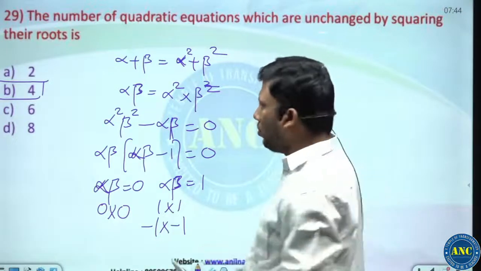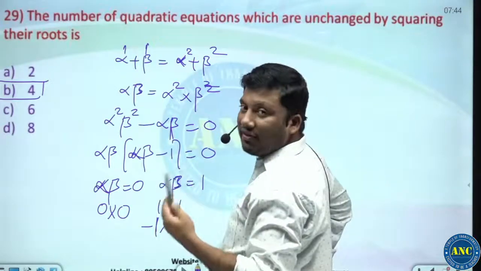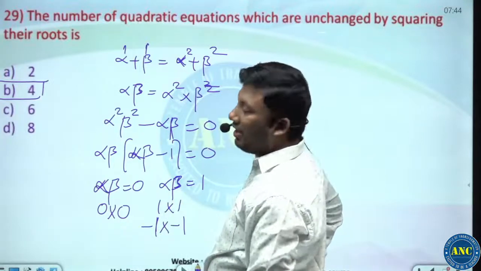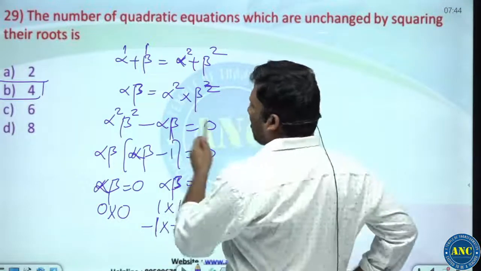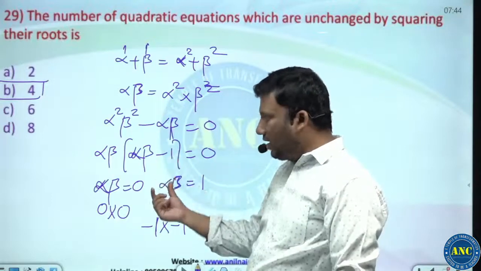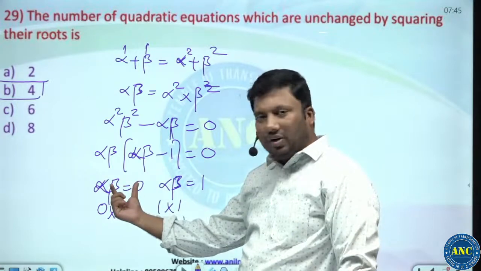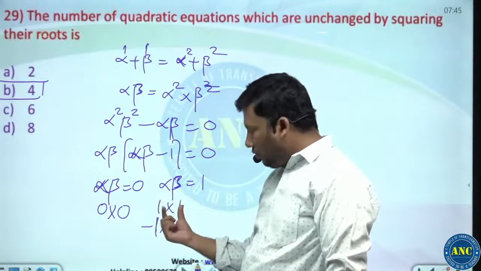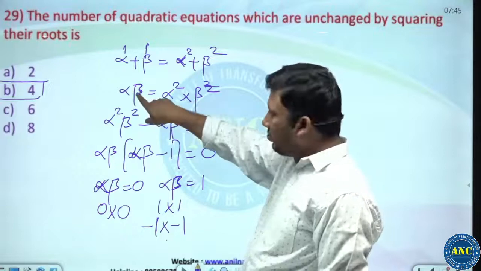The roots of the equation are alpha and beta. It will not change if I square it. So the sum of the roots should be the same: alpha plus beta is equivalent to alpha square plus beta square. The product of the roots is alpha beta, which is also equivalent to alpha square into beta square. Take alpha beta common and you will get an answer: alpha beta into (alpha beta minus 1) is 0. Alpha beta will be 0 or alpha beta will be 1. Alpha beta 1 means 1 into 1, or minus 1 into minus 1. So substitute to check whether it is satisfying the equation.